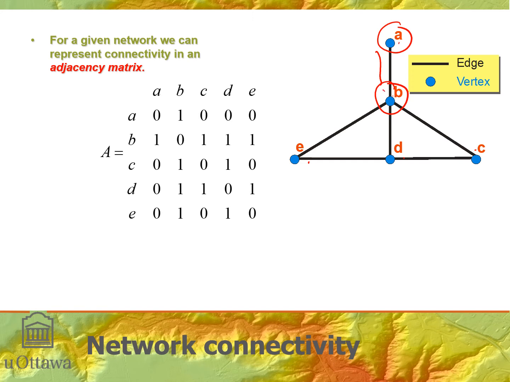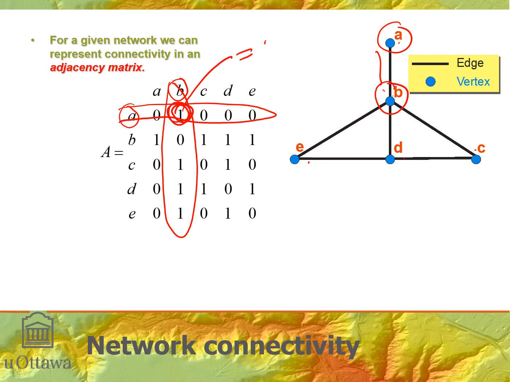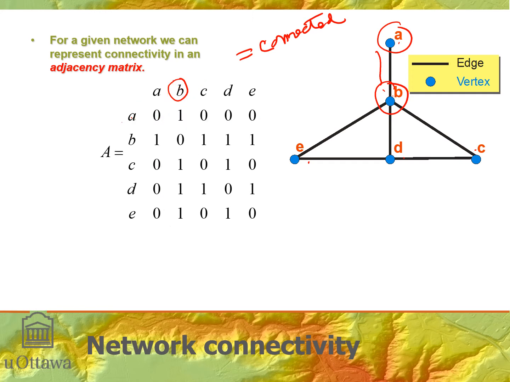Then, A is connected to B. So we look across row A and column B, and where A and B intersect, right here, we put a 1. This means connected. A is not connected directly to anything else, so every other entry gets a 0. We found that A and B are connected, but A to A we don't consider self-connections. A is not connected to C, D, or E, so they all get 0s.